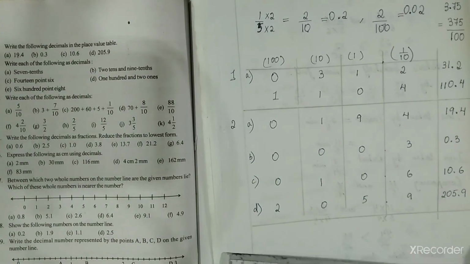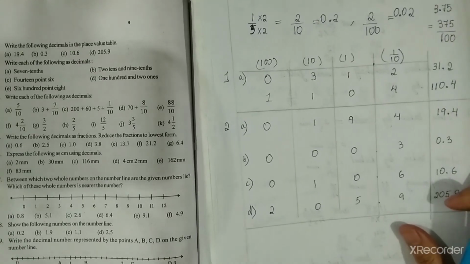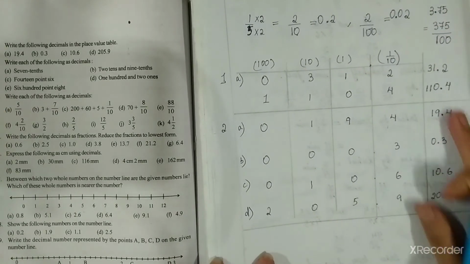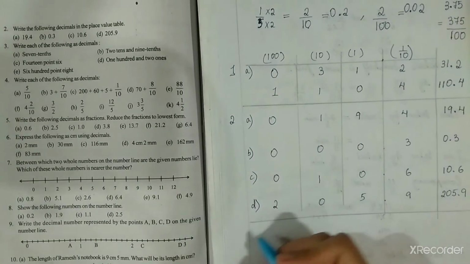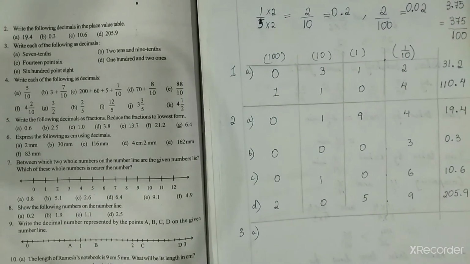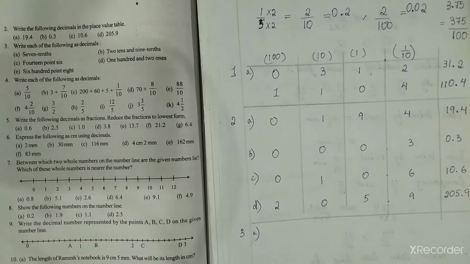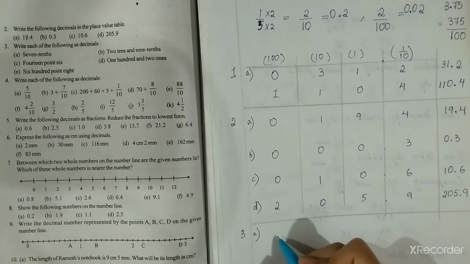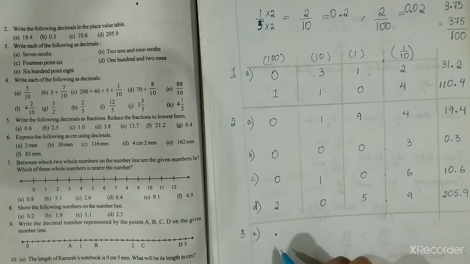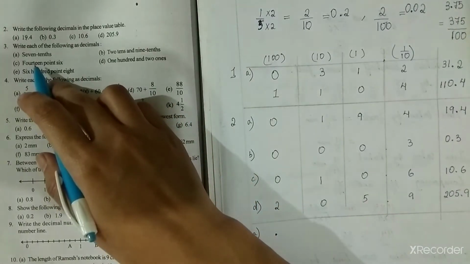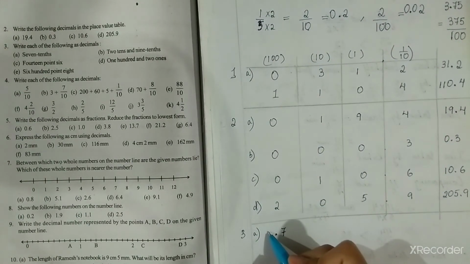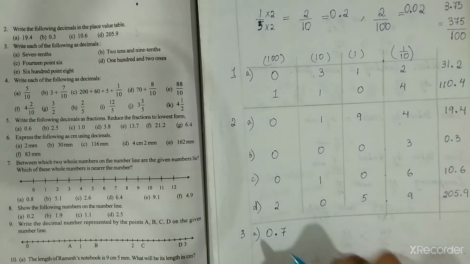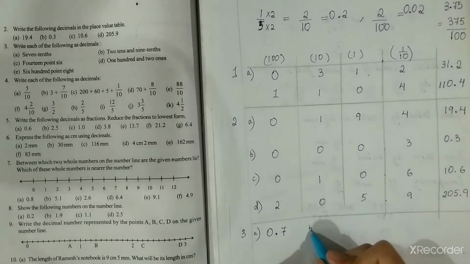In question number 3 also, we are going to write this in numerical form, from words. Number 3, sub number A, 7 tenths. The tenths place is 7. So 0.7. But we have to put zeros at the front.